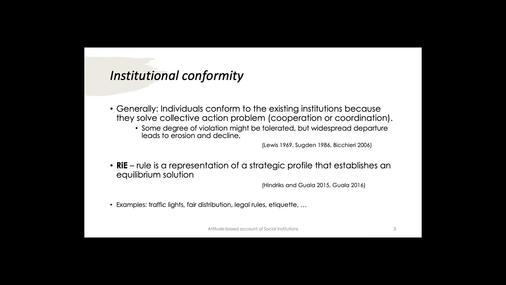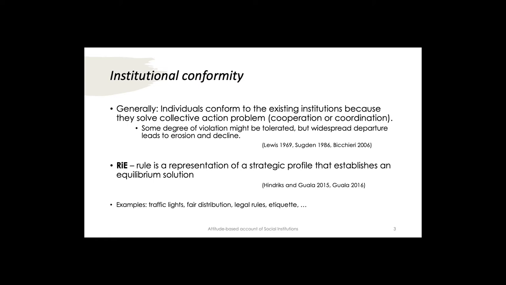The rules-in-equilibrium theory addresses this issue of conformity in two steps. People follow institutional rules because they prescribe a choice of an action that helps them coordinate behavior with others, and they want to coordinate towards a specific outcome. As it is stable, no one can be better off by choosing differently. More specifically, the rules-in-equilibrium theory offers a unified social ontology of institutions where a rule functions as a representation of a strategic profile that establishes an equilibrium solution for a given type of social interaction.